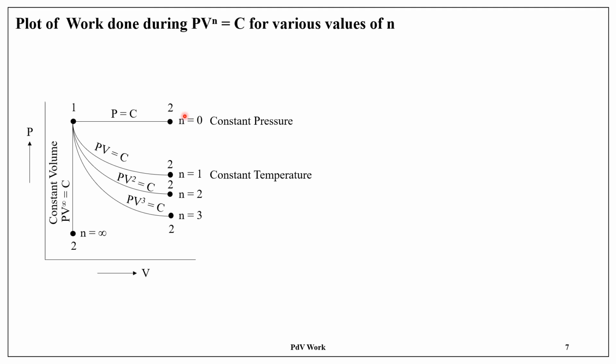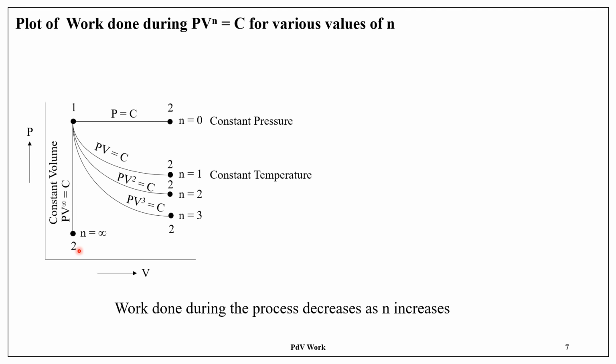So what happens? Here n equal to 0, here n equal to 1. So when the value of n increases, work done decreases. This is what is reflected in further things. When the value of n is increased to 2, work done further decreases. When the value of n is increased to 3, work done further decreases. And finally, when the value of n is equal to infinity, work done is equal to 0. So that is what is given here. Work done during the process decreases as n increases.